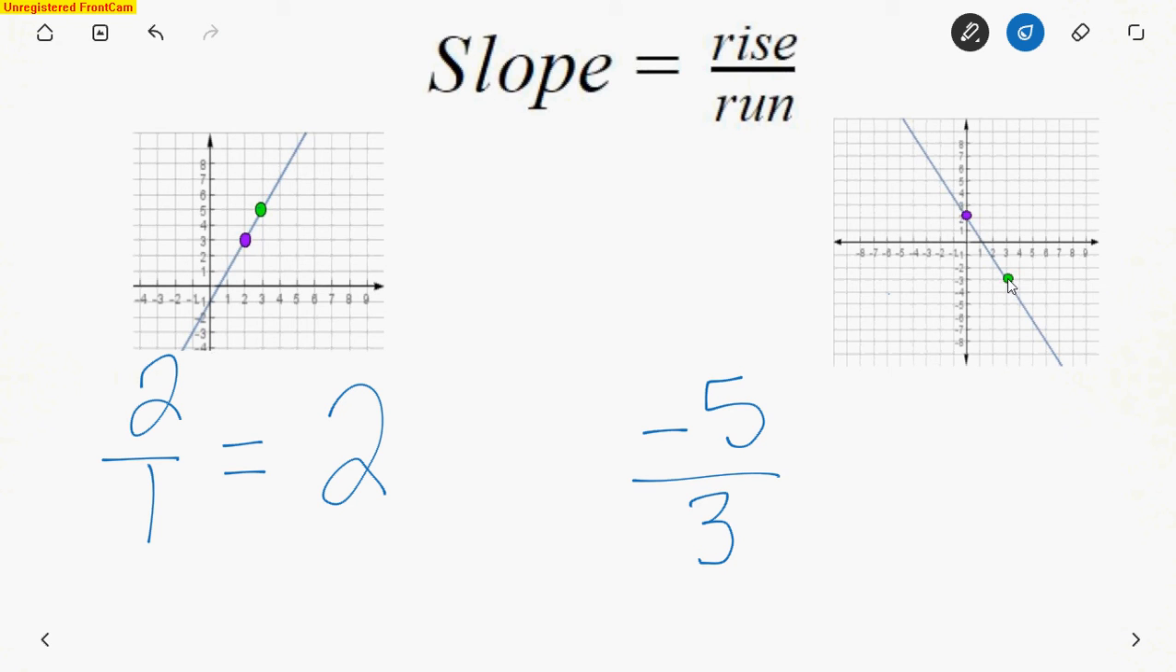We also could think of it as going from the green point to the purple point. If we thought about it this way, we would be going up 1, 2, 3, 4, 5, and then to the left towards the negative numbers, 1, 2, 3. So we would think about it this way as positive 5 over negative 3. These two fractions are both equal. Either way, you're going to have negative 5/3.